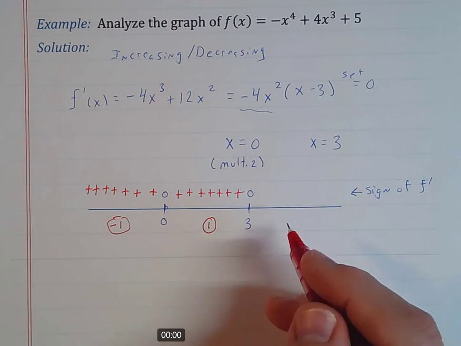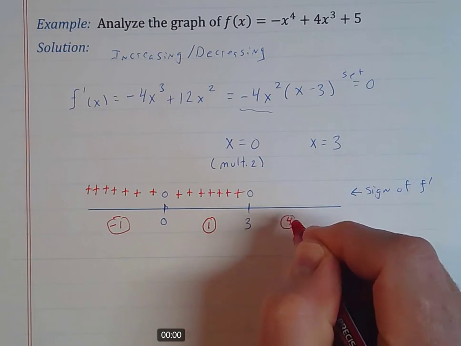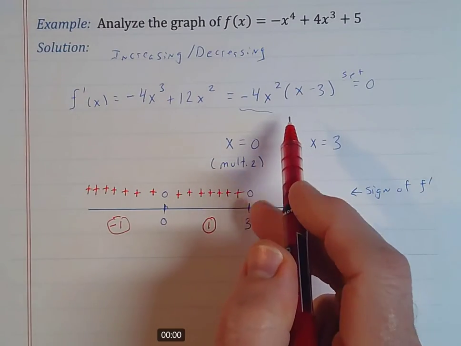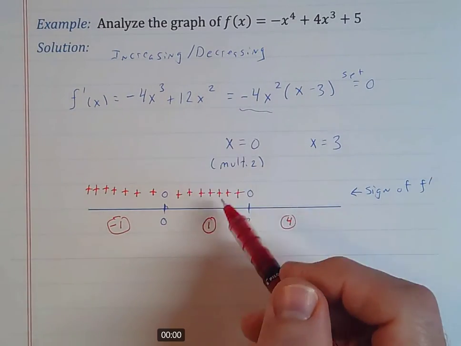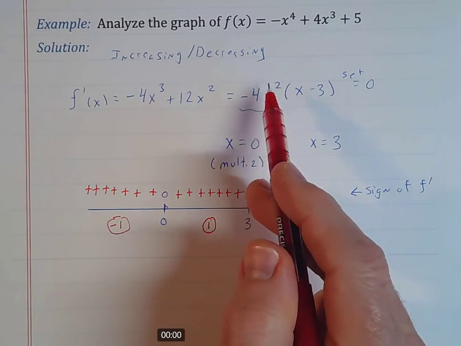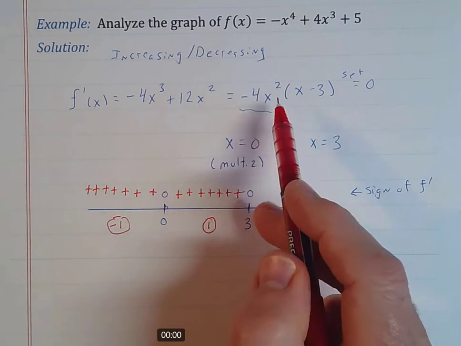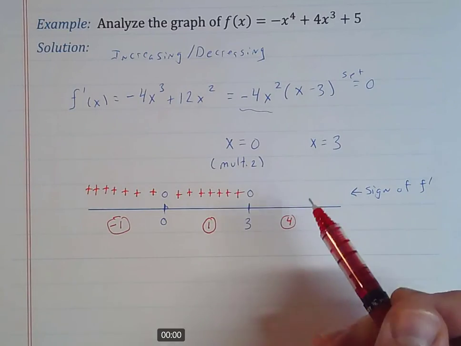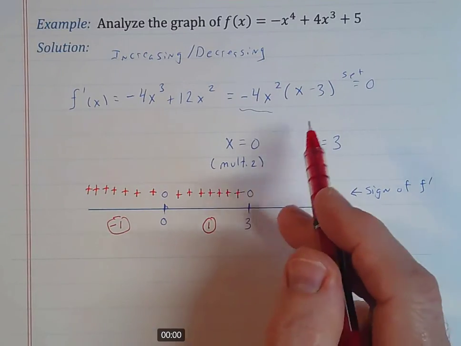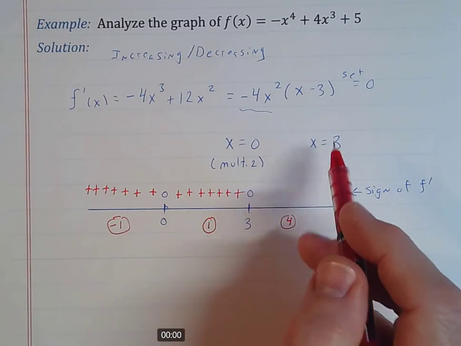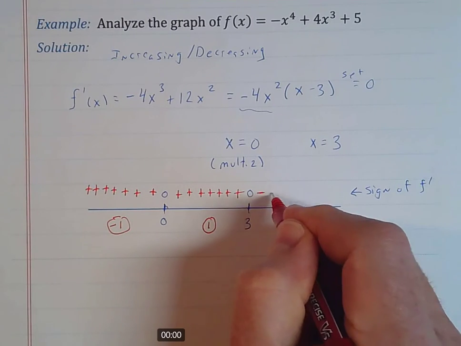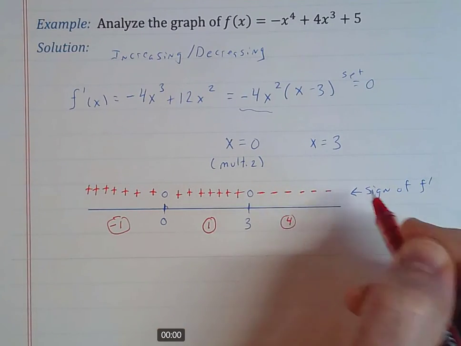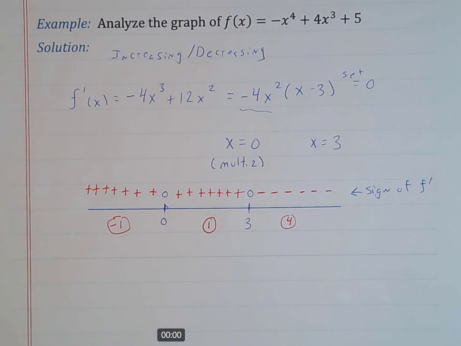And the same thing over here. You could just choose a test number, like 4 or whatever. Plug it in up here. What you're going to find is that it's going to be negative. I can see that pretty easily because x squared is always positive. I've got a negative out here. 4 minus 3 is positive, so a positive times a negative is negative. Or you can say, hey, I know that's odd multiplicity, so I expect the sign to change. Either way, you can see that you get negatives there.